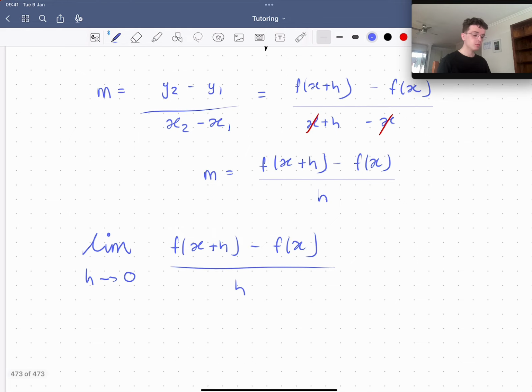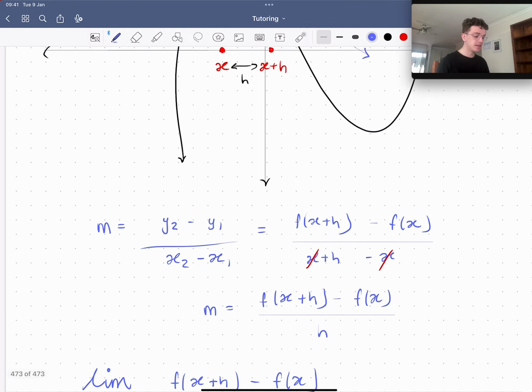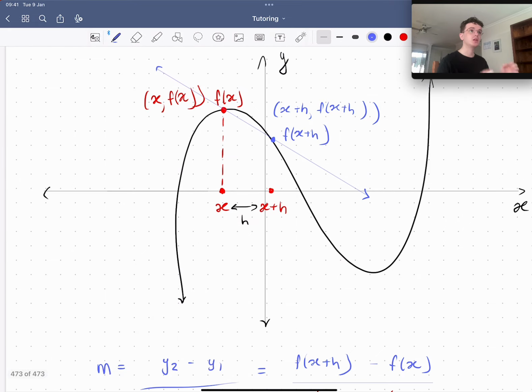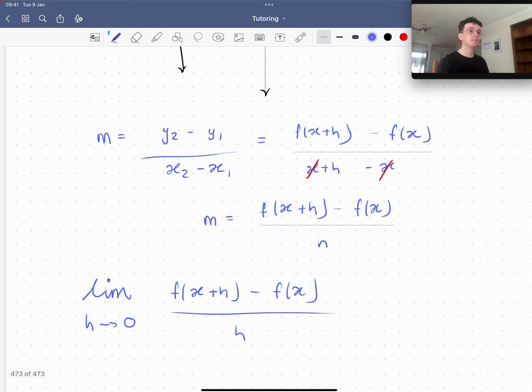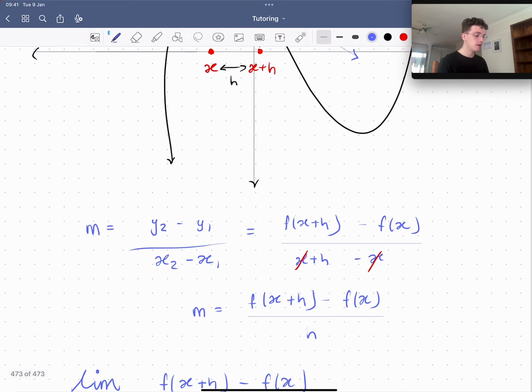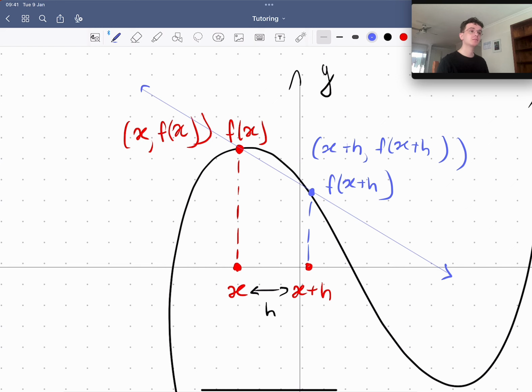So we said that the limit as h goes to 0, the smaller h gets, the more accurately I'm going to get to my point, is equal to f of x plus h minus f of x on h. Basically what we're saying is, if I have my 2 points, x and x plus h, and I make them infinitely close together, then I'm going to get the exact gradient at that particular point.